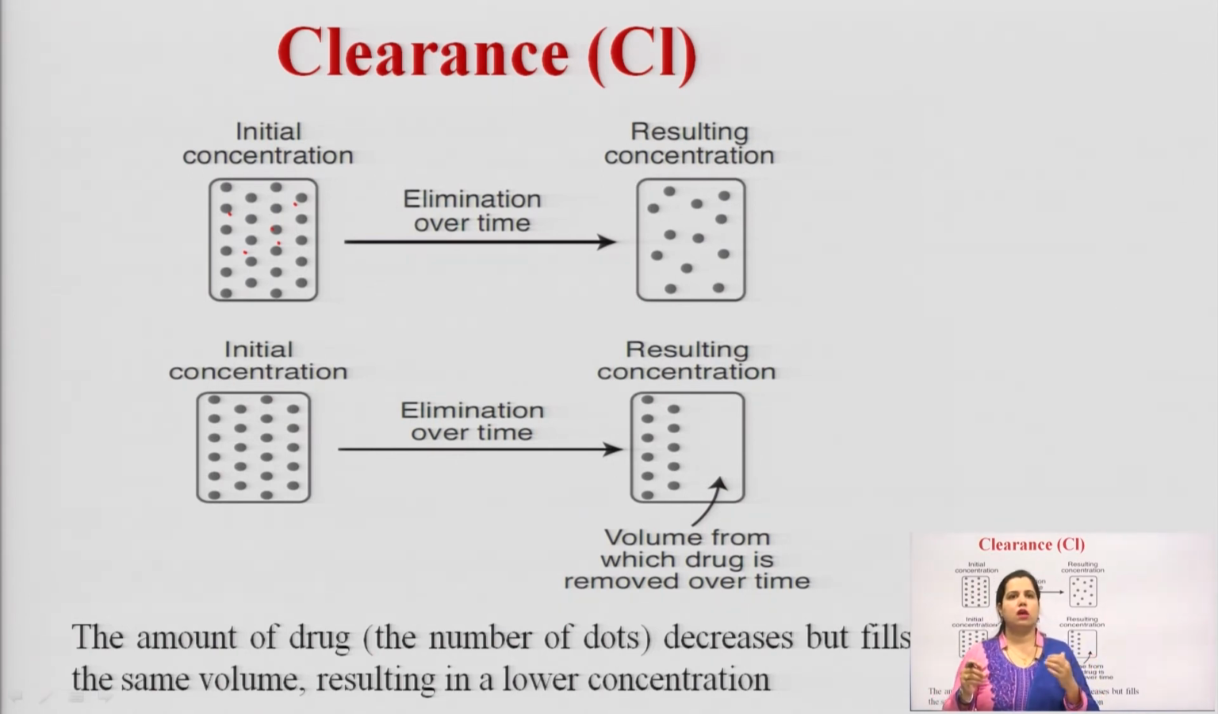So, the picture shows the initial concentration, elimination over time, and then the resulting concentration. The number of dots decreases but fills the same volume, resulting in a lower concentration, as the drug is subjected to elimination at any point of time. If it keeps being refilled, the concentration gradually decreases. This is the volume from which drug is removed over time. Once the drug reaches any body fluid, it is subjected to elimination. The dots represent the concentration of drug in body fluids, and the volume from which drug is removed over time. This is how we can depict in a figure how clearance takes place.